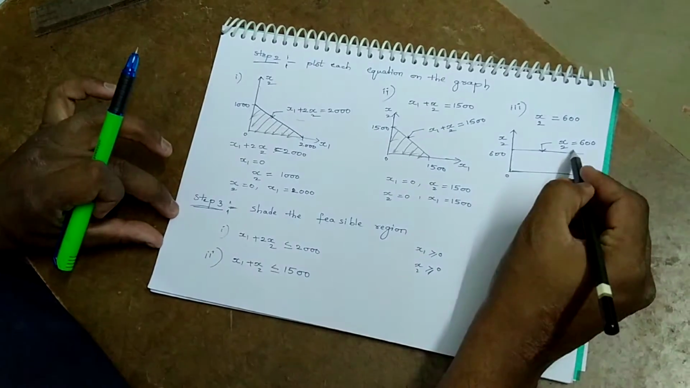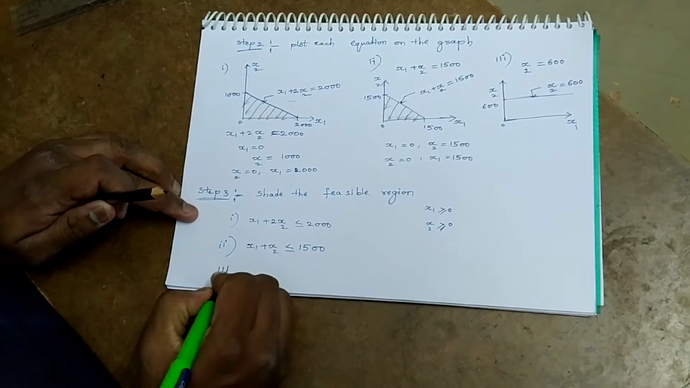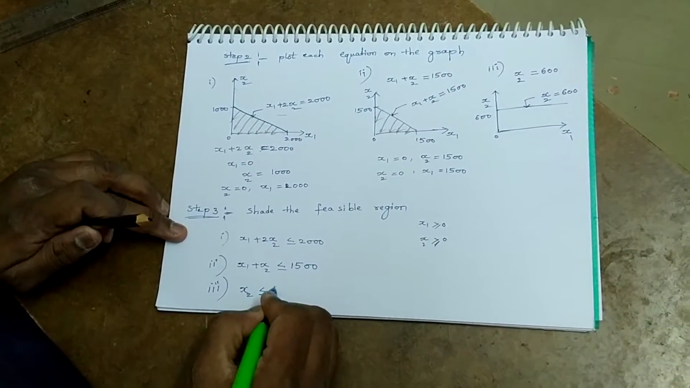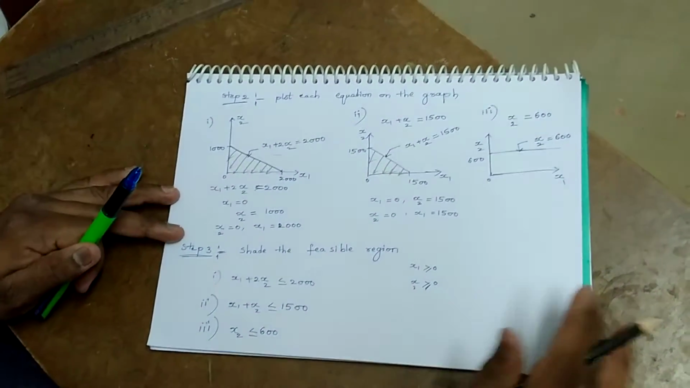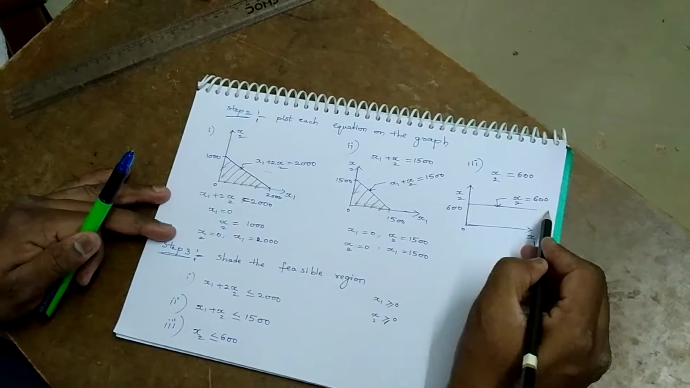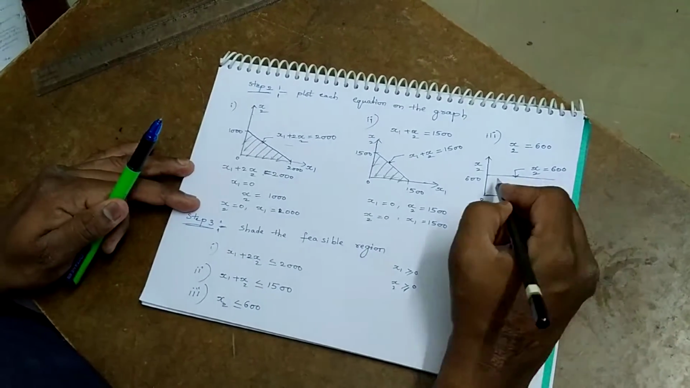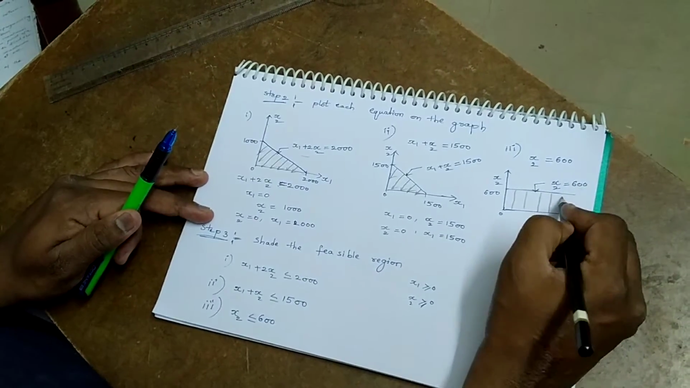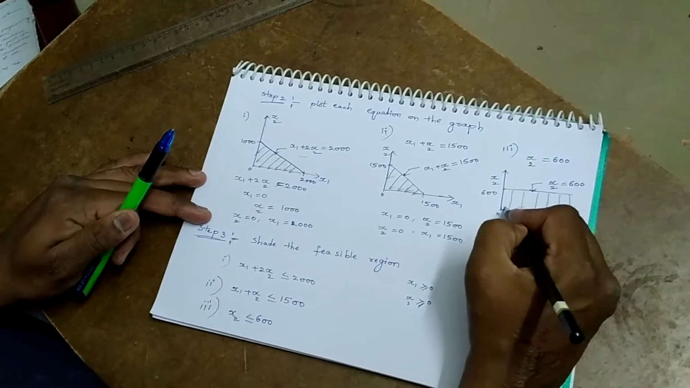Here also, x2 is equal to 600. So what is the third constraint? The third constraint is x2 is less than or equal to 600. This is the line which satisfies x2 is equal to 600. But since x2 is less than or equal to 600, we need to find the feasible region below this line. This is the feasible region.